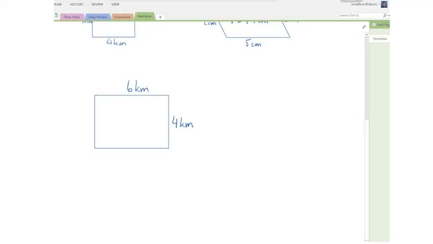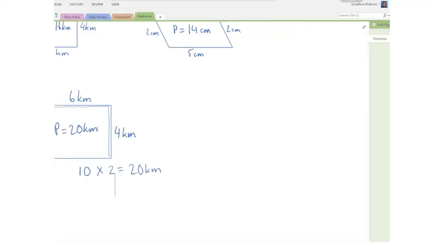Together, this length here is 10 kilometers. And I know the other side is also going to be 10. Using my times tables, I know that 10 times 2 is 20 kilometers. So my perimeter is going to be 20 kilometers.